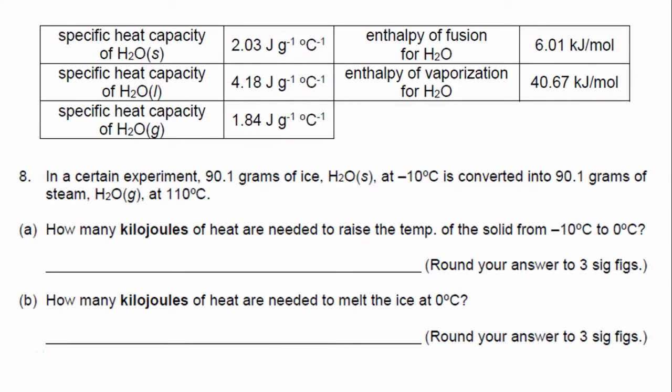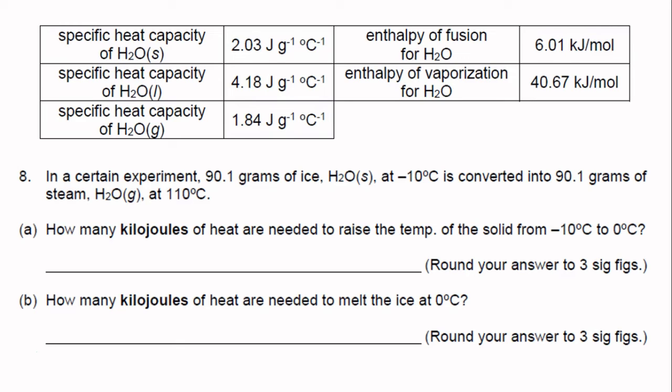In number 8, we are given the specific heat capacity of water for each phase of matter, solid, liquid, and gas. We're given the enthalpy of fusion, which has to do with melting, and we're given the enthalpy of vaporization, which has to do with evaporation. In a certain experiment, 90.1 grams of ice is converted from negative 10 degrees into 90.1 grams of water vapor, steam, at 110 degrees. So we have to do each of the calculations in this process.